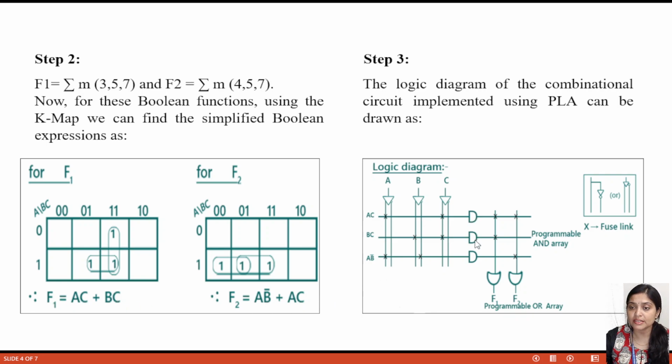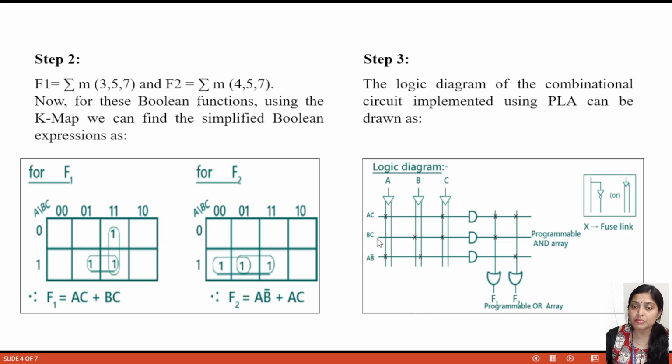So we will basically design three AND gates. First of all, we will design AC. This is the line of A, so we make a cross here. Then this is the line of C, so we make a cross here. So this is the AC line.